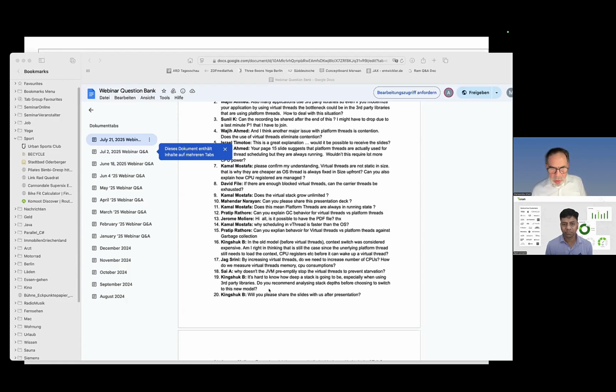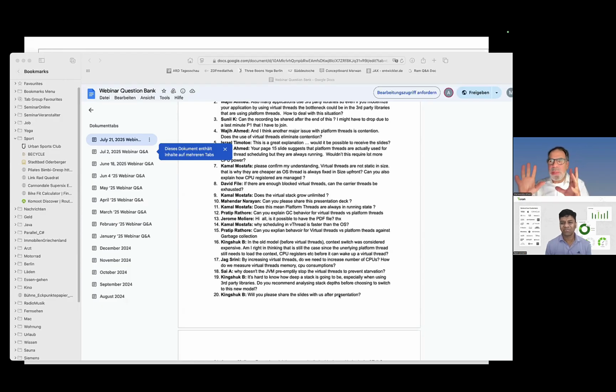It's hard to know how deep a stack is going to be, right? Especially when using third-party libraries. Do you recommend analyzing stack depths before choosing to switch to this new model? No.